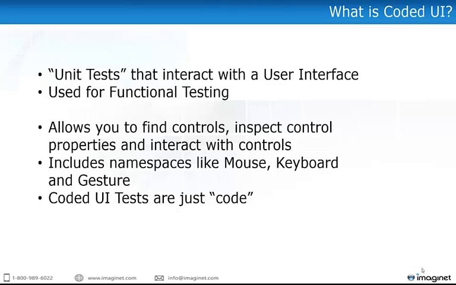The Coded UI framework allows you to find controls, inspect control properties, and interact with controls. To enable this, it includes namespaces like mouse, keyboard, and gesture for Windows Store applications to allow you to click and interact with the controls on your applications. It's important to note that Coded UI tests are just code. So if you have some sort of validation that checks a database, well, you can add that code in and make that part of the validation for your Coded UI test.